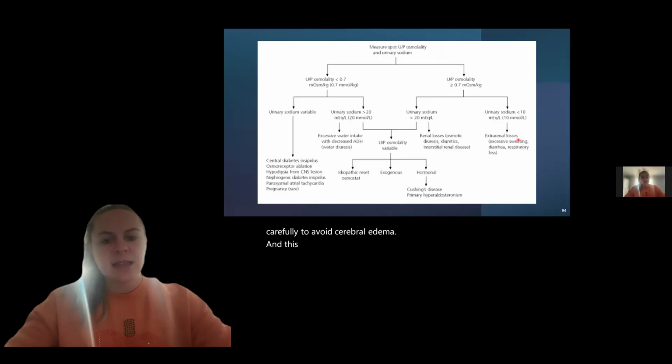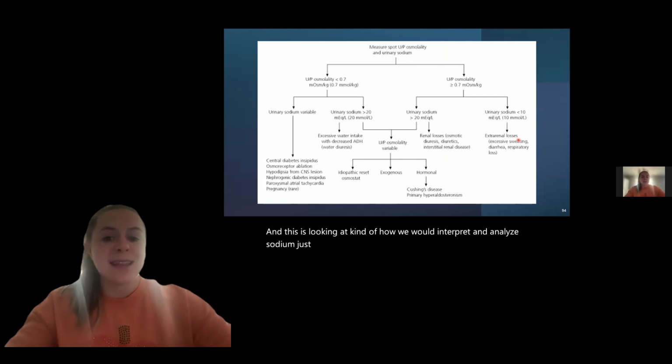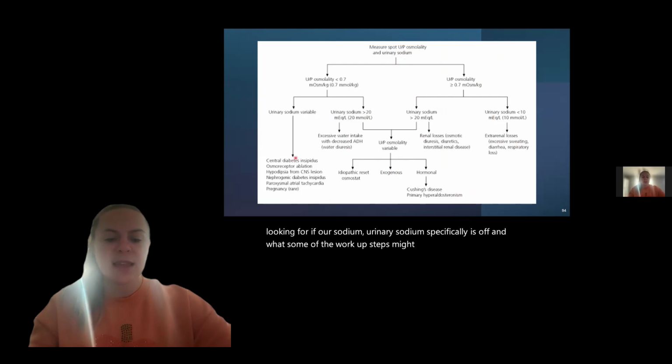And this is looking at how we would interpret and analyze sodium, setting us up for what we would be looking for if our sodium, urinary sodium specifically, is off, and what some of the workup steps might be, looking specifically at conditions like diabetes insipidus.